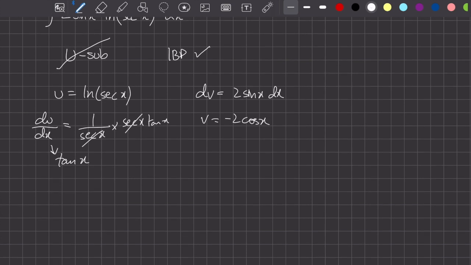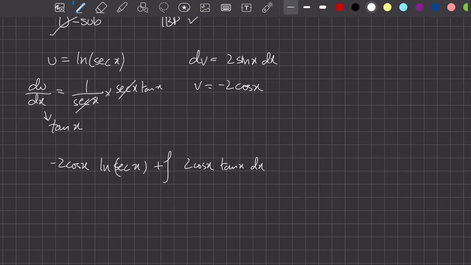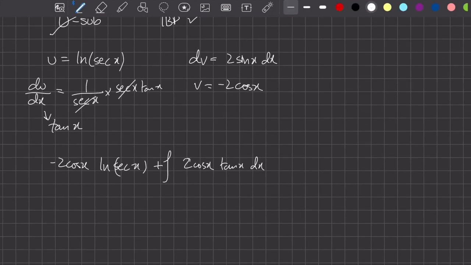We can plug our values into the formula: negative 2 cos x times ln secant x, minus the integral of negative 2 cos x times tan x dx. The two negatives make a positive. Since tan equals sine over cos, then rearranging this tells that cos x times tan x is just sine x. This can now be evaluated to give the final answer, negative 2 cos x times ln secant x minus 2 cos x plus c.